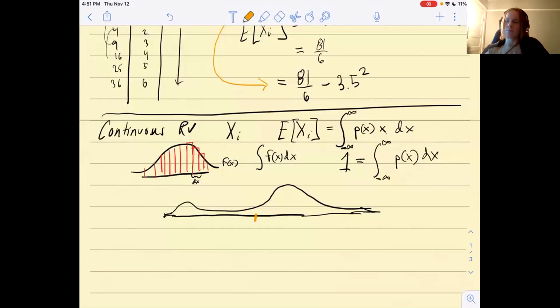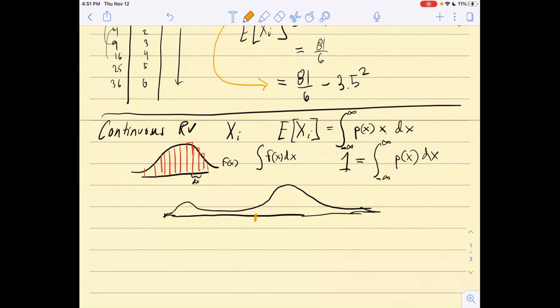And so that's what this is showing. This point would represent the expected value. That's all expected value is. It's really the weighted average of your position values. And in physics, it gives you the center of mass.